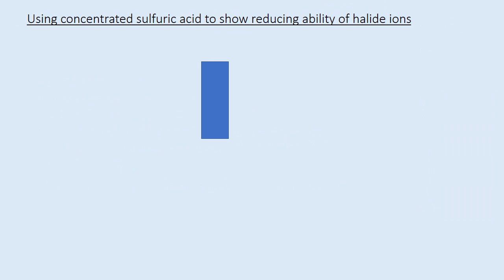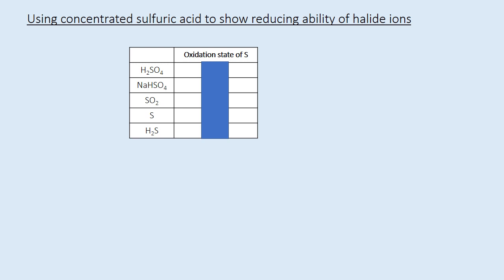Now, we have to use concentrated sulfuric acid, or we have to be able to use concentrated sulfuric acid to show the reducing ability. So the first thing that I suggest we do is we look at sulfuric acid and we look at some other sulfur containing compounds and their oxidation states.